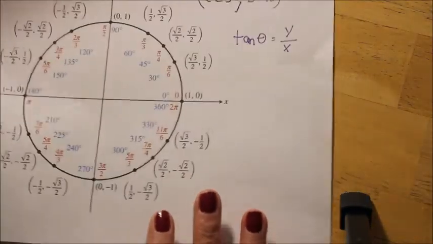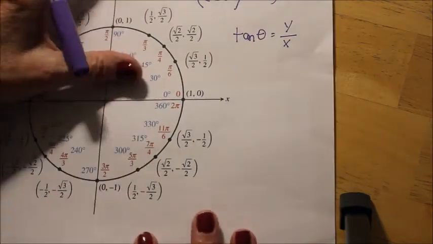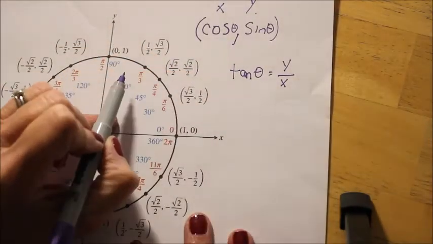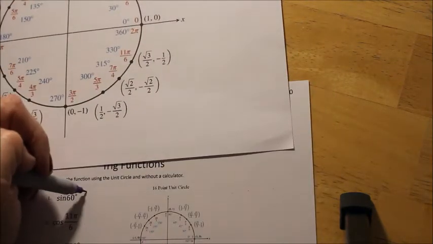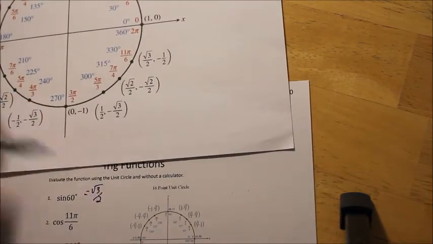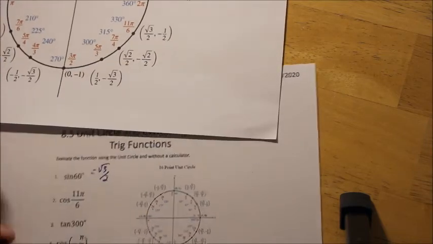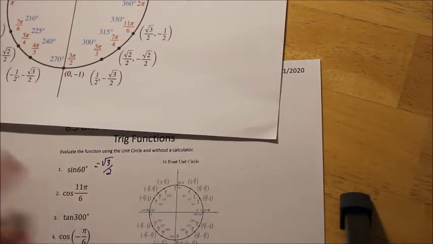And so if I want to know the sine of 60, then I'm going to go to my 60 degrees. And remember, sine is the y coordinate, square root of 3 over 2. That's your answer. How easy is that? Okay? How about the cosine of 11 pi over 6?